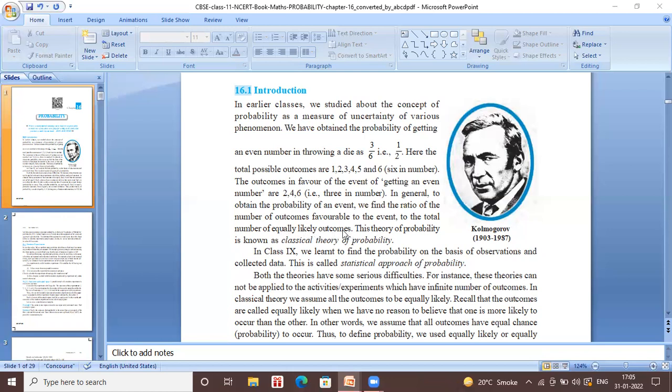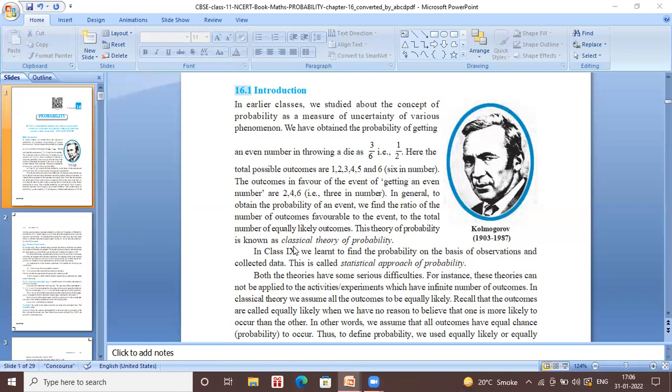That means the chance of number 1 coming up on a die is 1 by 6, and this is applicable for all the numbers. That's why it is called equally likely outcomes. And this theory of probability is known as the classical theory of probability. Okay, this is the classical theory of probability.